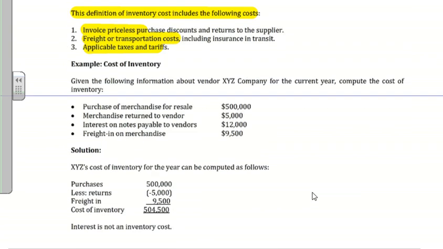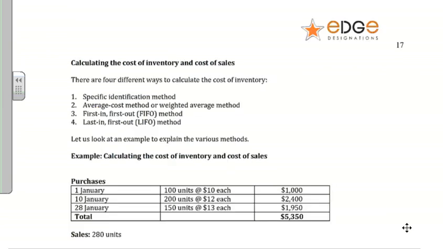And there's a little example for you of how we arrive at the cost of inventory. The only thing you notice over here is we don't include interest in the cost of inventory, but all other costs that are incurred to get that inventory to its final destination would be included.